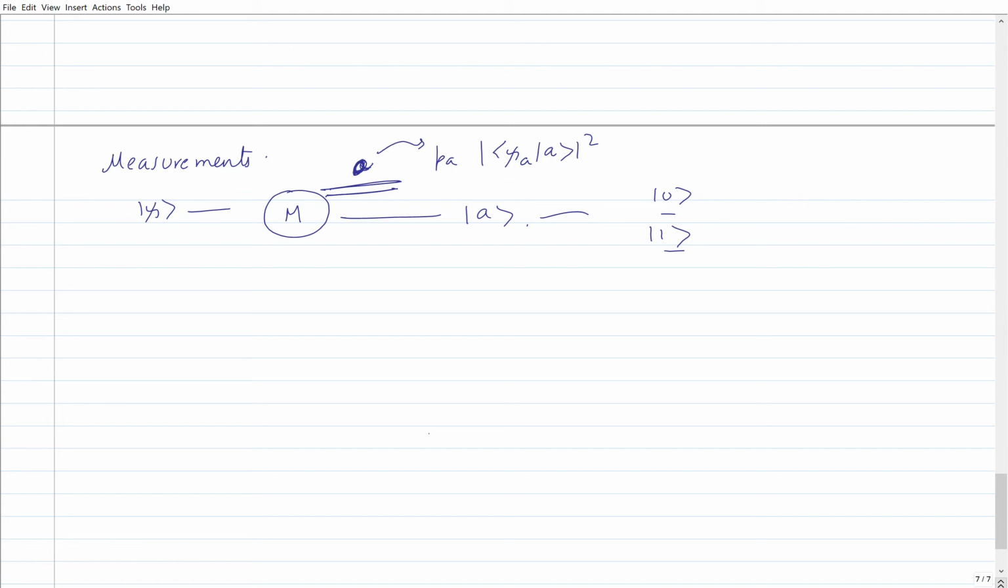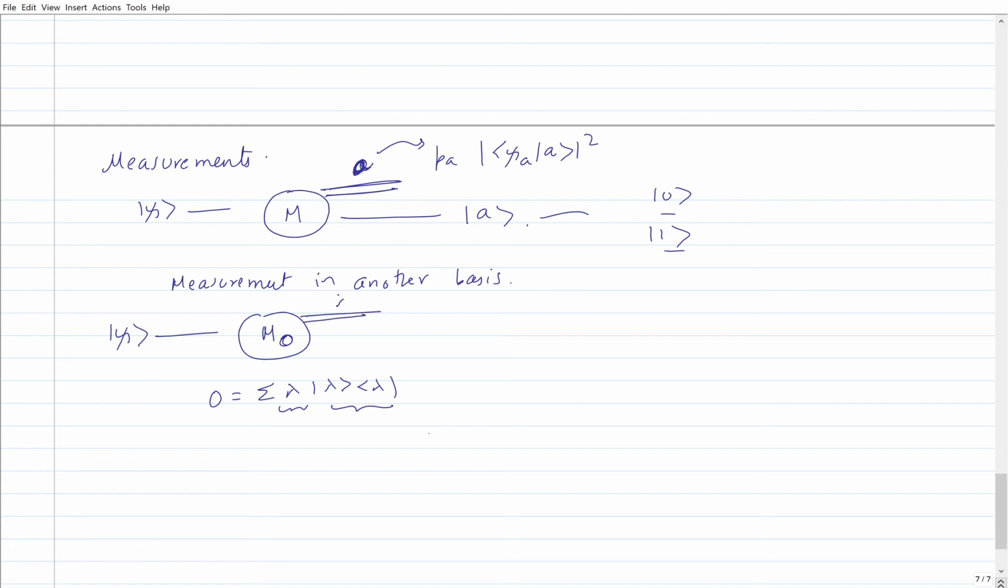Of course, what happens if you want to measure in some other basis? You have a state, you make a measurement in observable O, where O has a spectral decomposition; this is the eigenvalue, these are the eigenvectors. So you're going to recover one eigenvalue, lambda, with the probability p lambda as previously, and you're going to recover the state lambda.